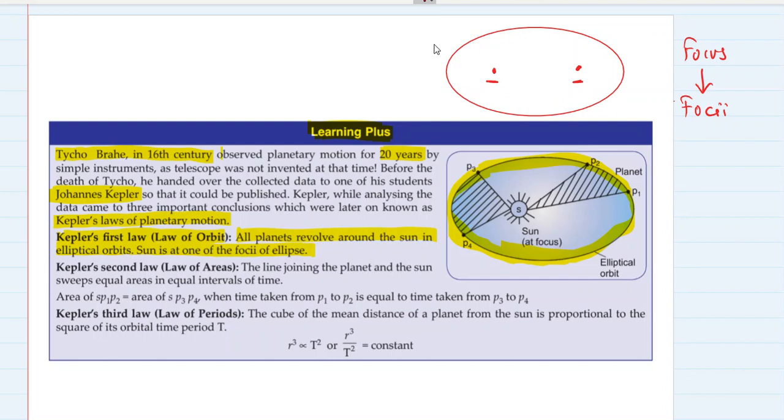And what is this oblong or oval shape? This elliptical shape, this ellipse, is the imaginary path in which any planet revolves around the sun. So that is the first law of Kepler. What is the second law of Kepler?